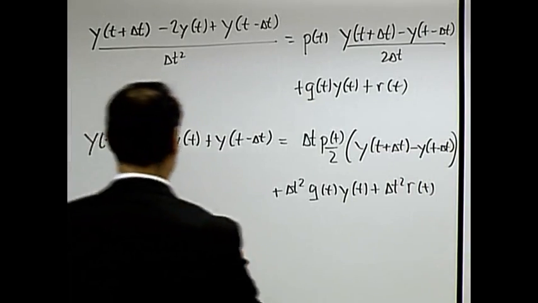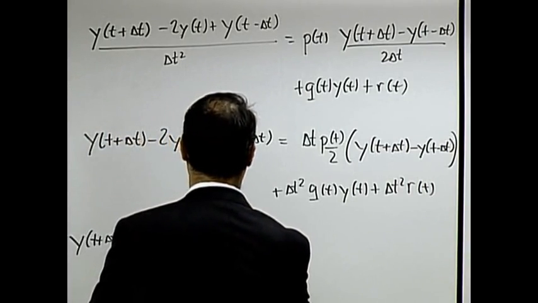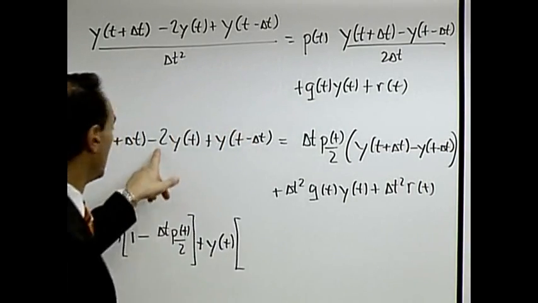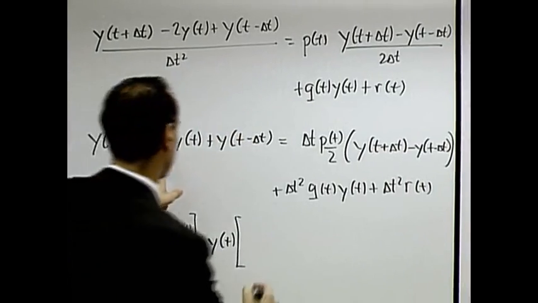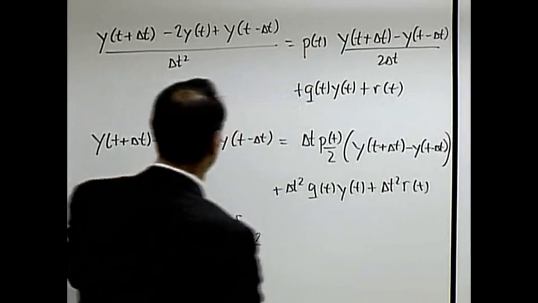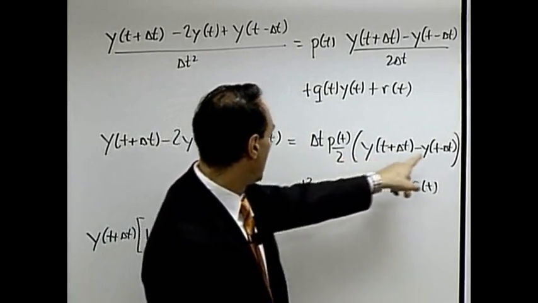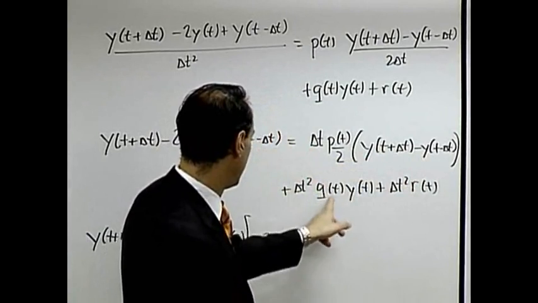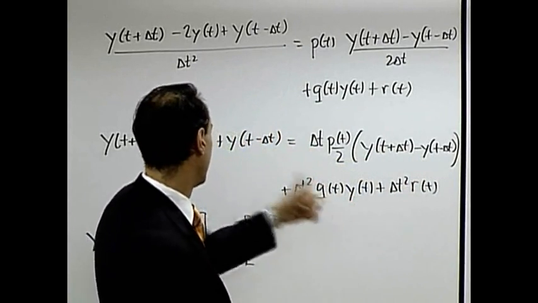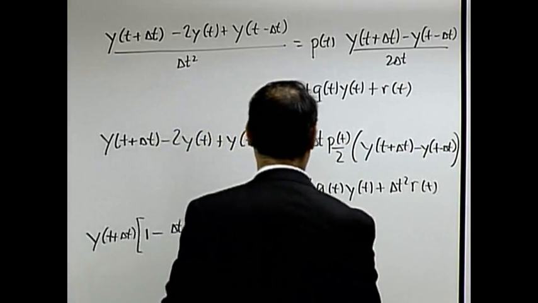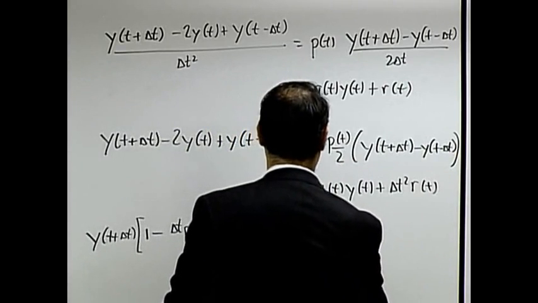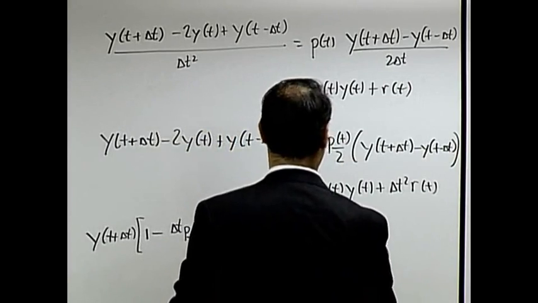Great. Plus, I have my y of t terms. How many of those do I have? Minus 2 of them here. On this side there's none here, none there, but here's some right there. I'm going to move it to the other side, so I get minus delta t squared q of t. That's it.